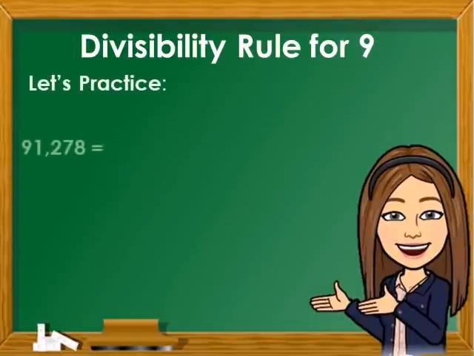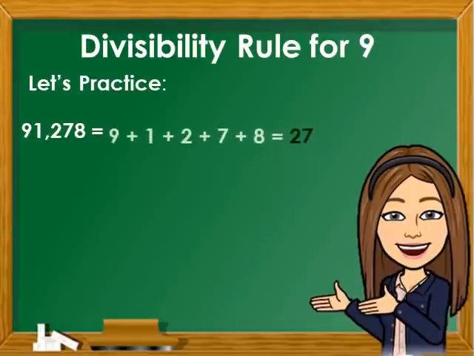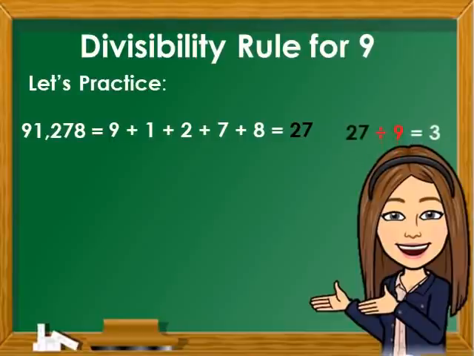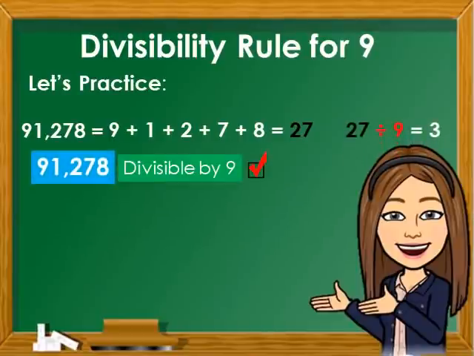Let's practice. 91,278. Let's add the digits of 91,278. 9 plus 1 plus 2 plus 7 plus 8 equals 27. So the sum of the digits is 27. Can 27 be divided by 9 without remainder? Yes. So 91,278 is divisible by 9.